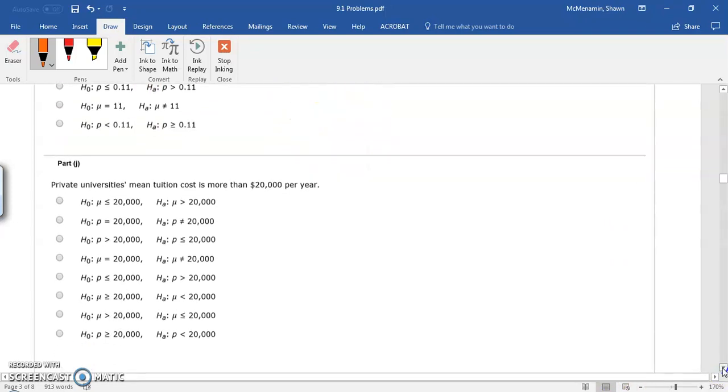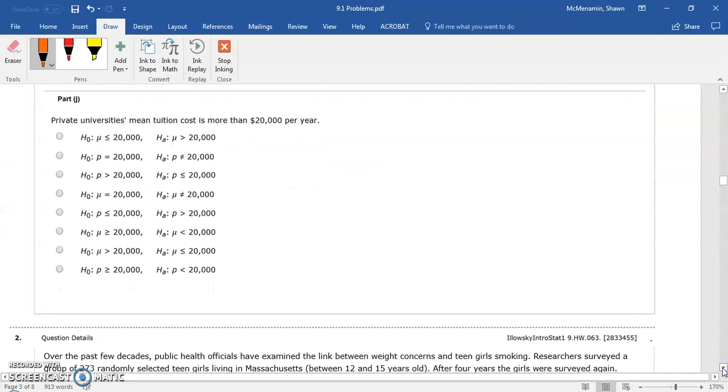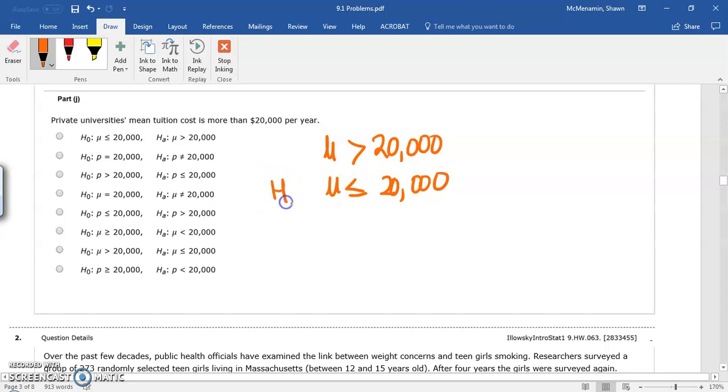Private universities have a mean tuition cost more than 20,000. So mean is more than 20,000. So the opposing view would be the mean is less than or equal to 20,000. So this is your null. The null always has the equal sign, and this is your alternative.